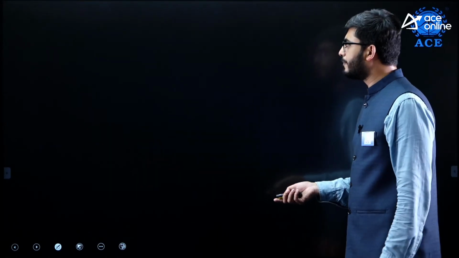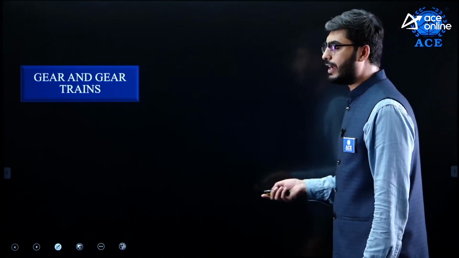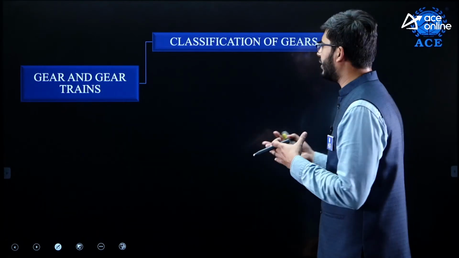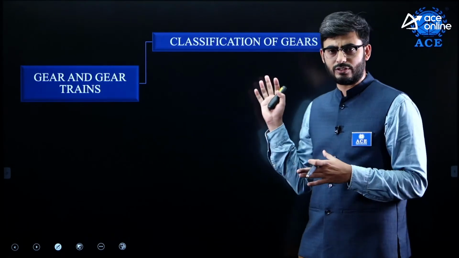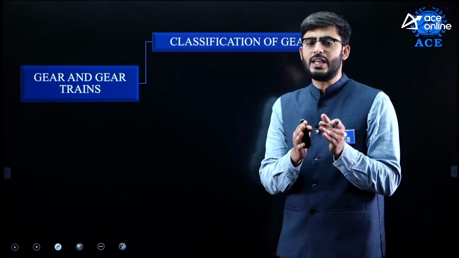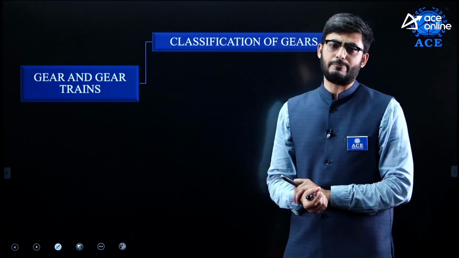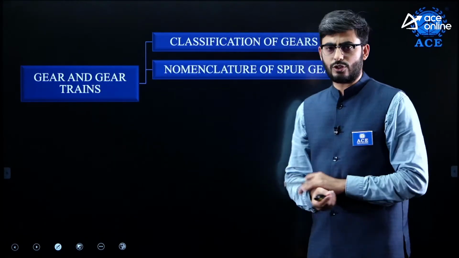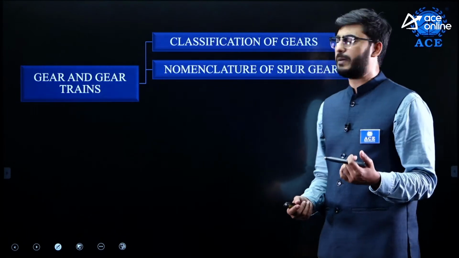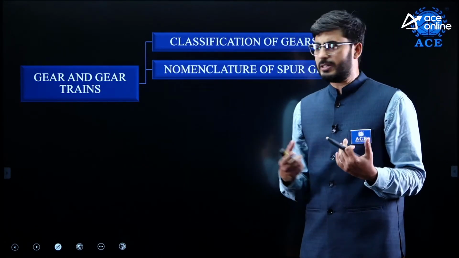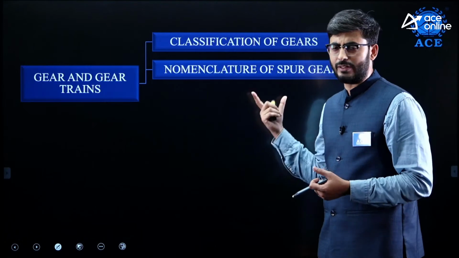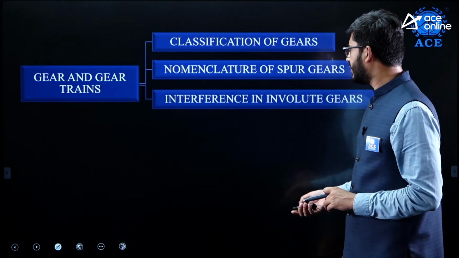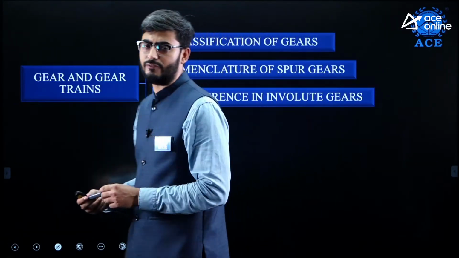Moving to the next topic, gear and gear trains. In gear and gear trains, we have classification of gears. When we are dealing with a question based on this topic, it will be purely recalling or a comprehensive type, a theoretical question. Next is nomenclature of spur gears. Here the simple formulas will be there, so we'll be having application based questions. Next is interference in involute gears.